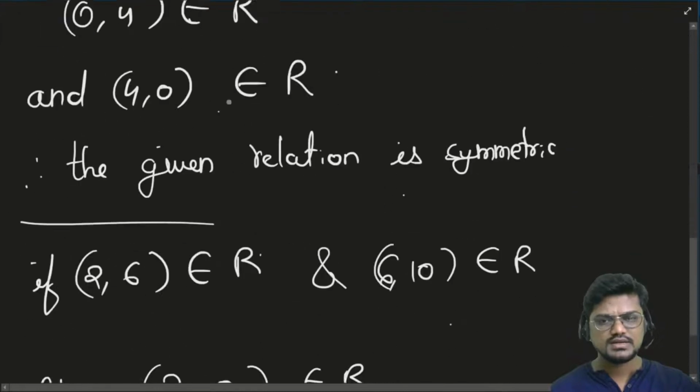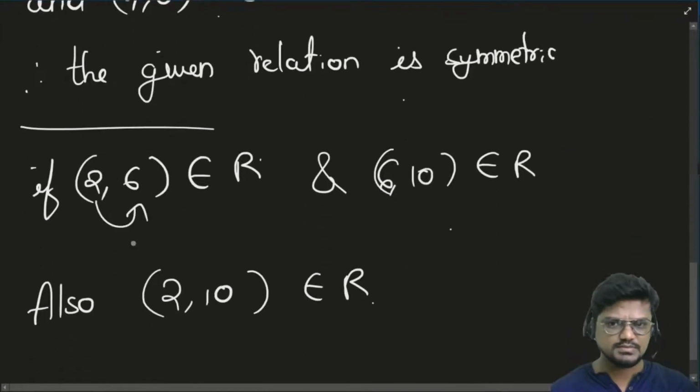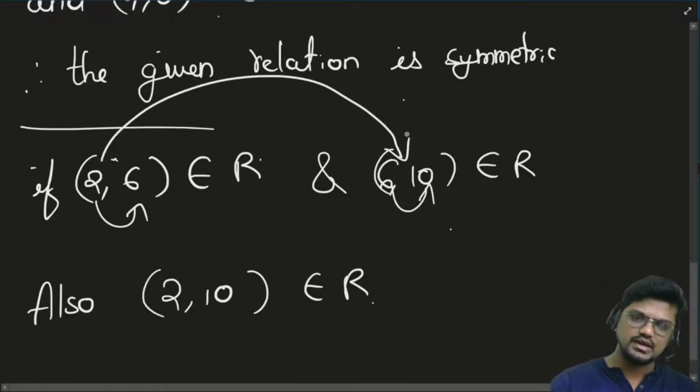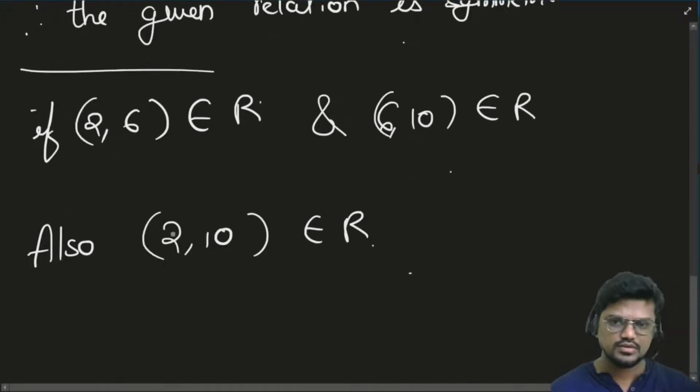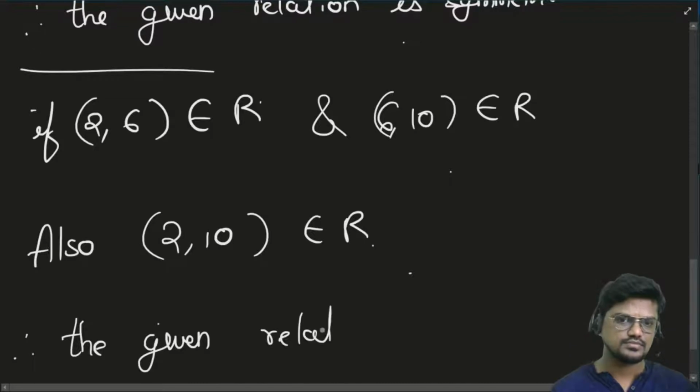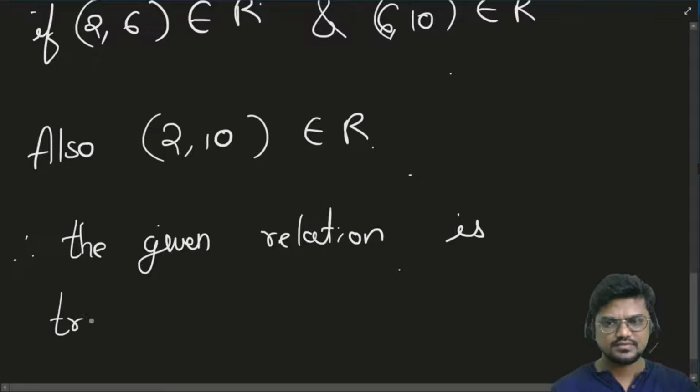Now, if (2, 6) belongs to the relation, and (6, 2) and (10) belongs to the relation, then (2, 10) should belong to the relation. Only then can we say that the given relation is transitive. But as you can see, (2, 10) belongs to the relation, therefore the given relation is transitive.